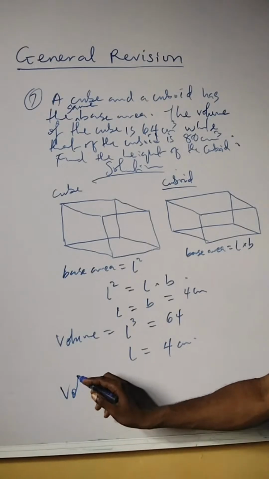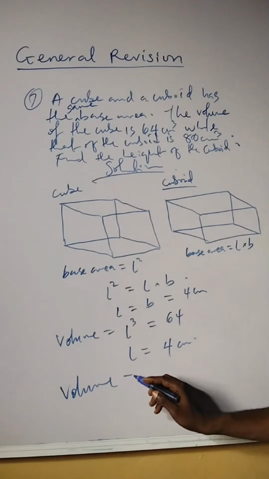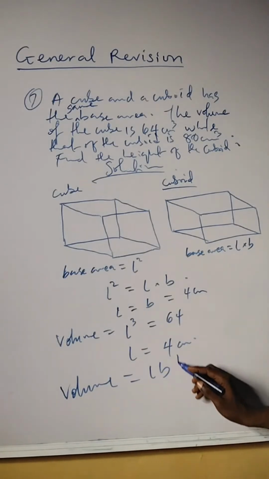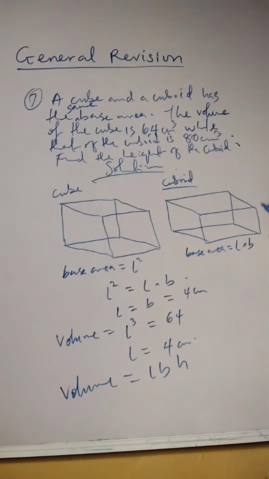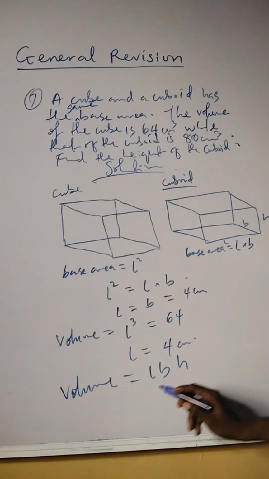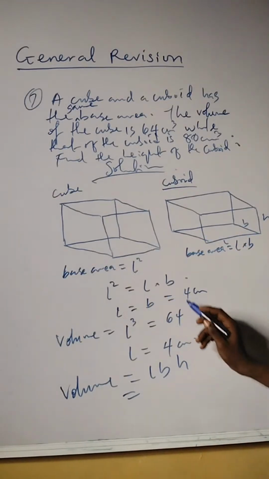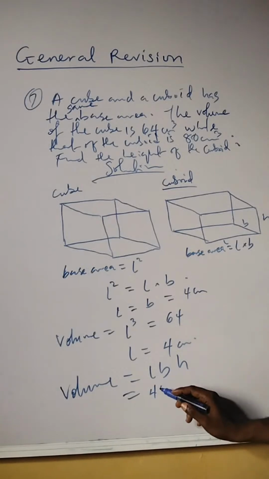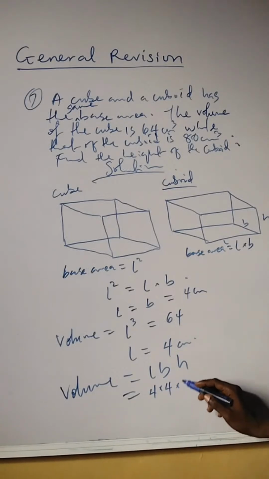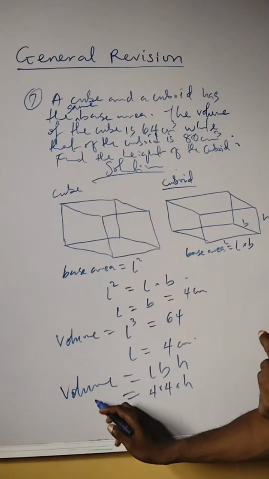The formula for the volume of the keyboard is length times breadth times height, which is base area times the height. This is the height, and this is the base, which is serving as length and breadth. Base area times the height is LBH, and LB is 4. So 4 times 4 times H, and the volume is 80.